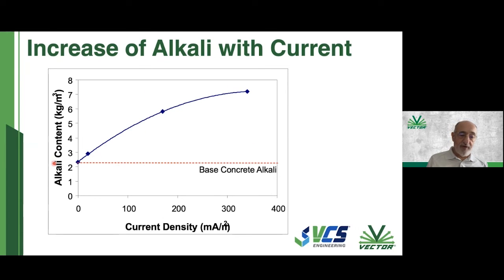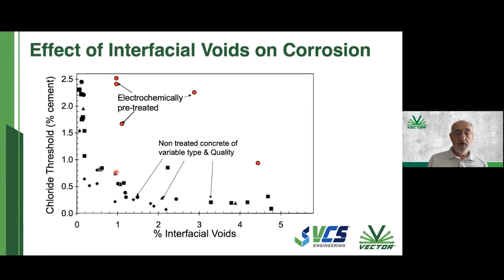But even if you're talking about cathodic protection type of levels, that's 20 milliamps per meter squared. That's the top end of cathodic protection, but you still get an increase in alkali concentration around the steel reinforcement. Another piece of work at Imperial College in London showed that you get a benefit of increased resistance to chloride if you do certain things.